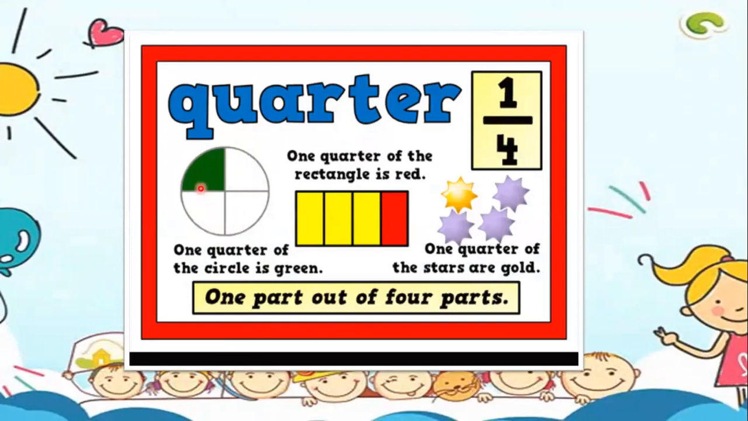In half, we divided the whole into two equal parts. And here we have divided this whole circle into four equal parts. So out of four equal parts, one part is green. That's why we have written 1 upon 4. 1 is the shaded part and 4 is the total number of parts.